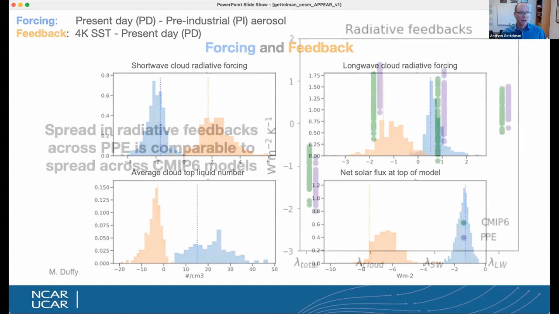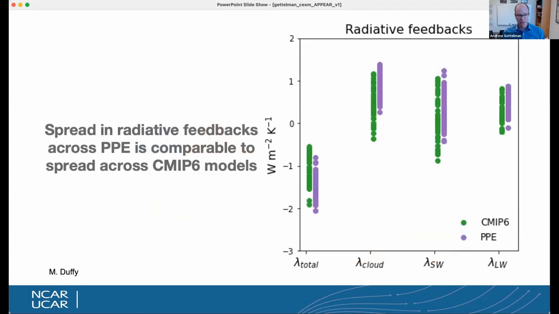So for example, Margaret Duffy has calculated a kernel adjusted feedback from all these PPE experiments. This is the total feedback parameter, the cloud feedback broken into the shortwave and the longwave. And what's interesting is she's compared this to the same calculation from the CMIP6 ensemble. And we have about the same spread as the entire ensemble in our total feedback, radiative feedbacks in the atmosphere. So we actually think this can be used for quite a number of purposes as a controlled experiment to kind of probe what's going on. And Margaret's diving into this. She's got a paper in preparation on the feedbacks in the PPE, which is kind of interesting.